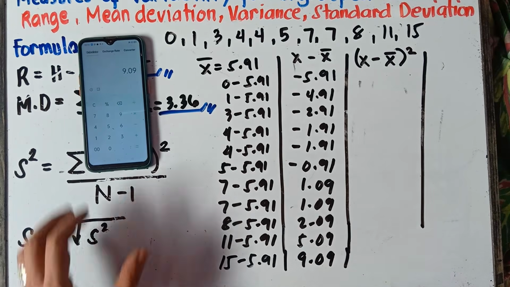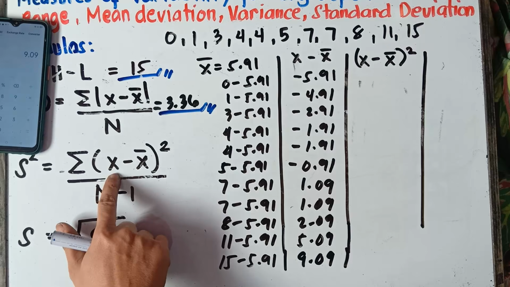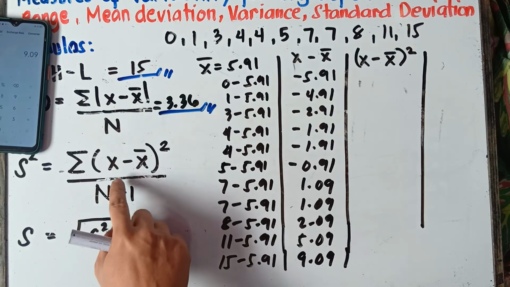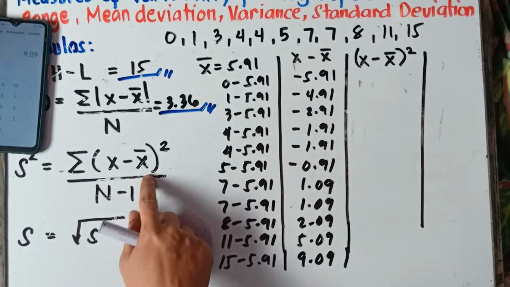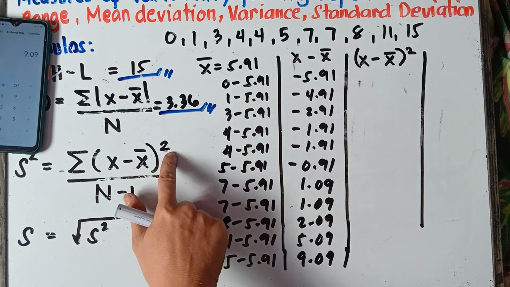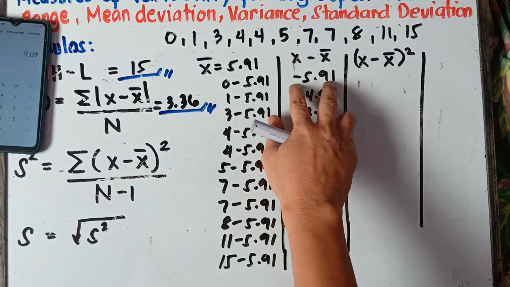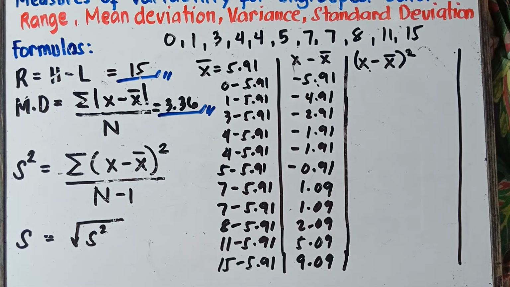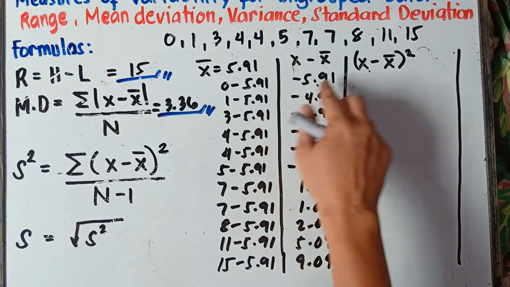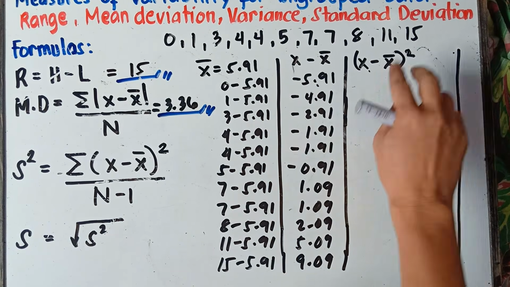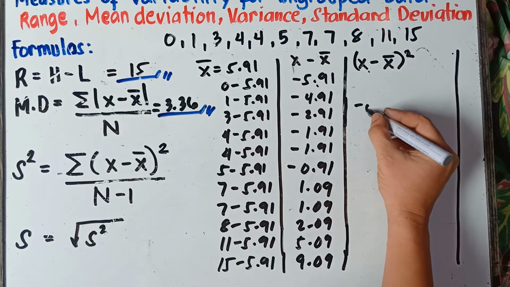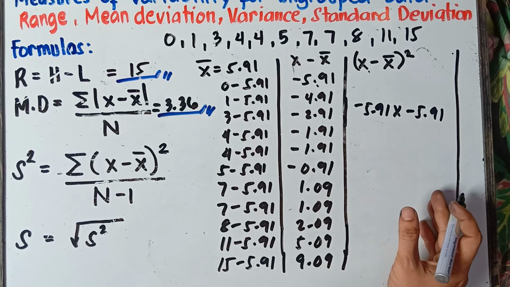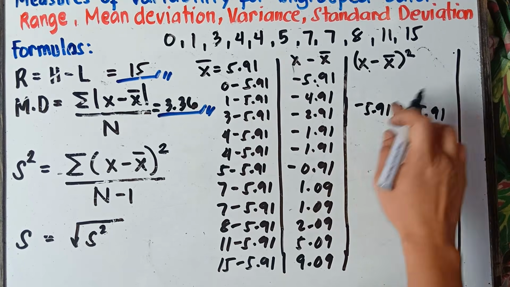Once again, class, the formula for the variance is the sample minus the mean. We already have our answer for this one a while ago. But the difference, class, is that this is squared. Therefore, you need to square, multiplying this number by itself. Our answers will become positive, because negative 5.91 times negative 5.91 is a positive answer. So our answers are all positive.